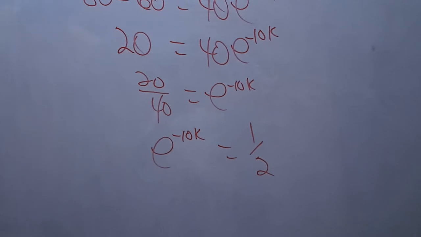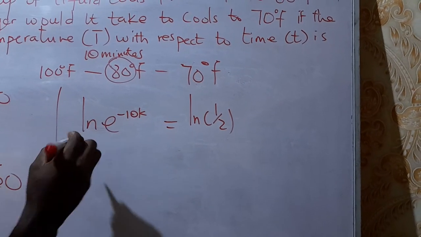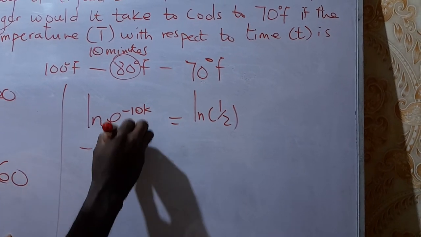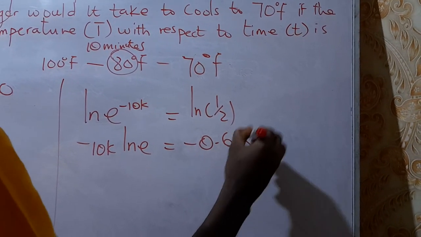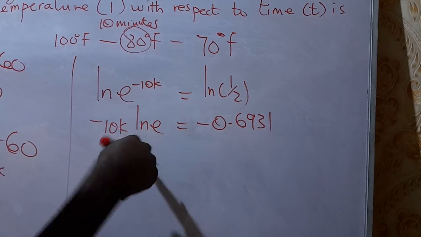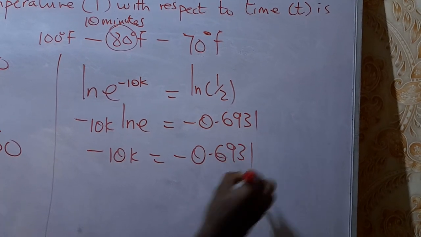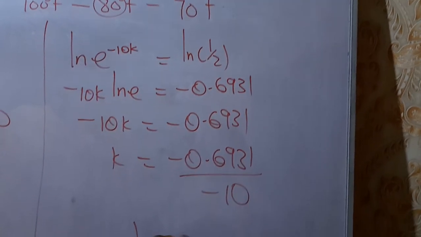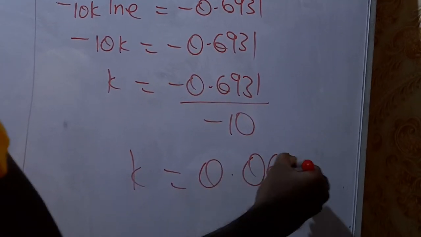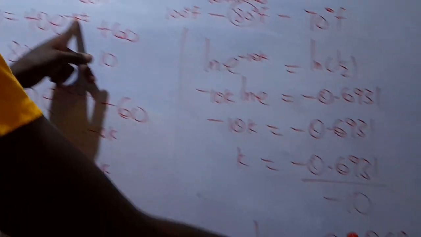How do we do this? We find ln of both sides. So we say ln e exponent negative 10k will be equal to ln half. So we can drop off the exponent using the law of logarithms: this is negative 10k ln e, equal to ln half. Ln half is negative 0.6931, correct to four decimal places. Ln e, that's a log with a natural base e, so it's 1. So we have negative 10k will be equal to negative 0.6931. My k will be negative 0.6931 over negative 10. So my k then will be 0.06931. So in place of k here, I'll substitute 0.06931 there.